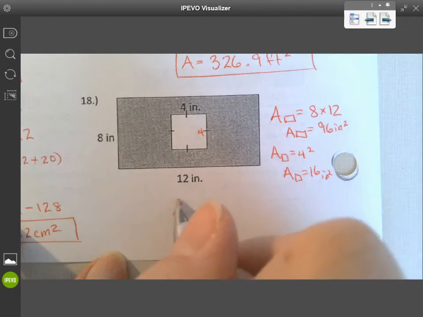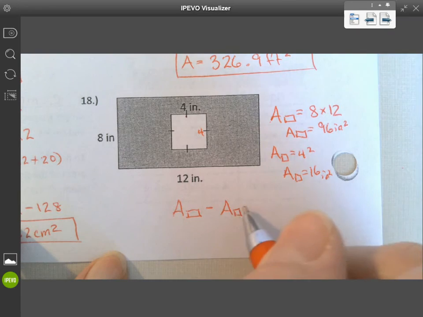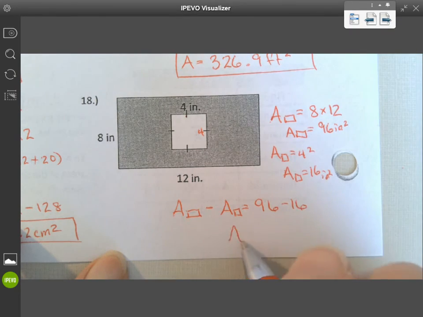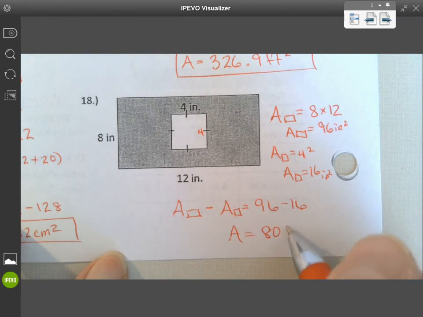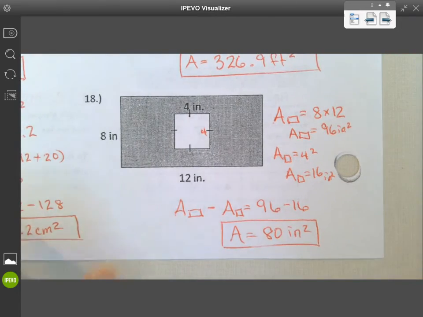Okay, so I'm going to take the area of the full rectangle and take away the area of the little square. And that would be 96 minus 16. And my overall area is 80 inches squared. So nice to end on these two that weren't so hard.